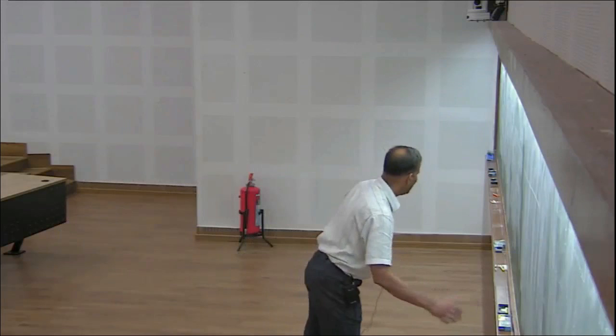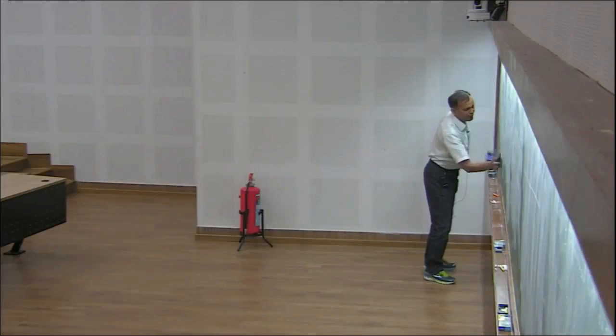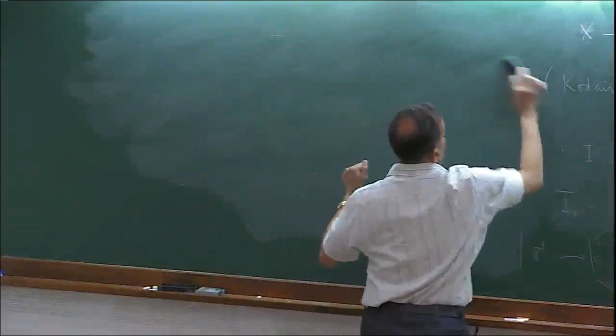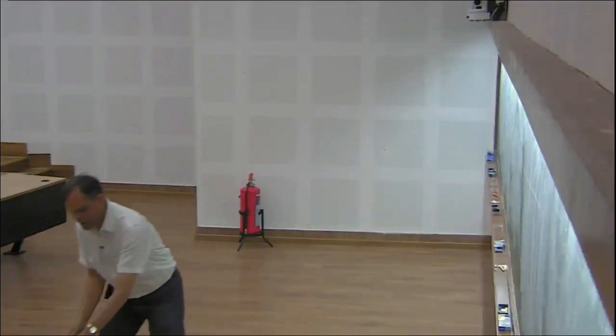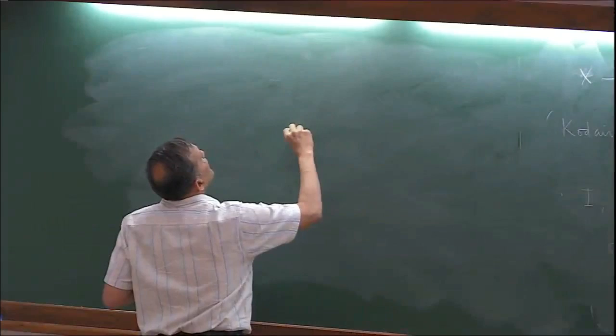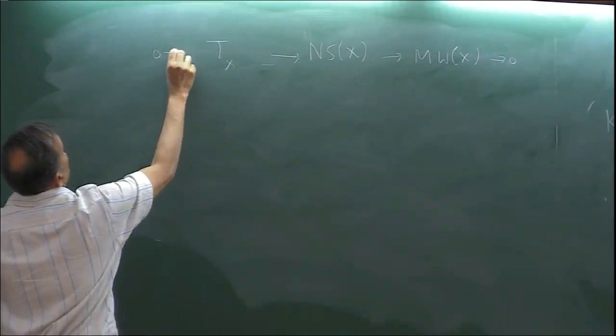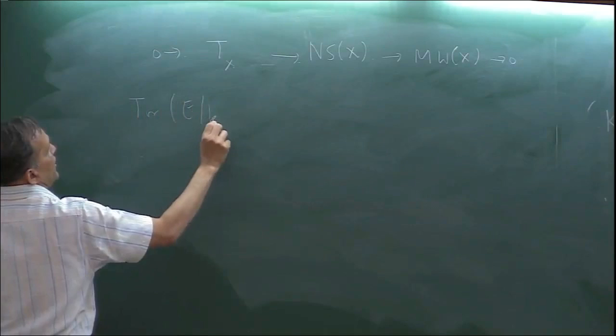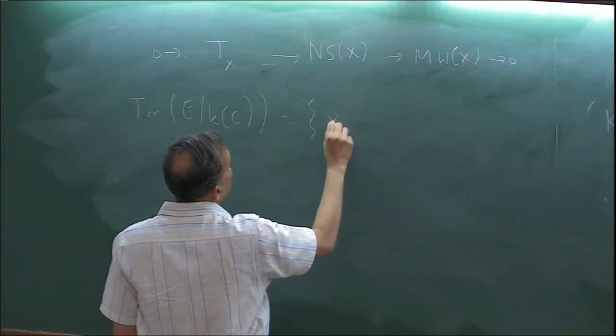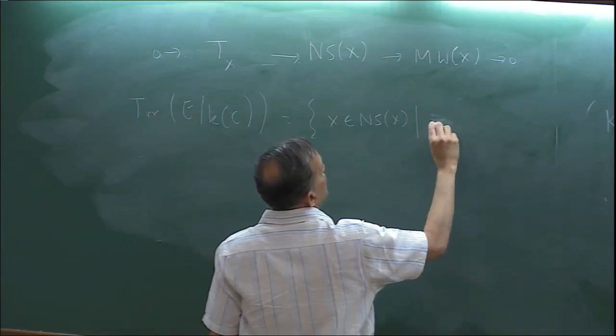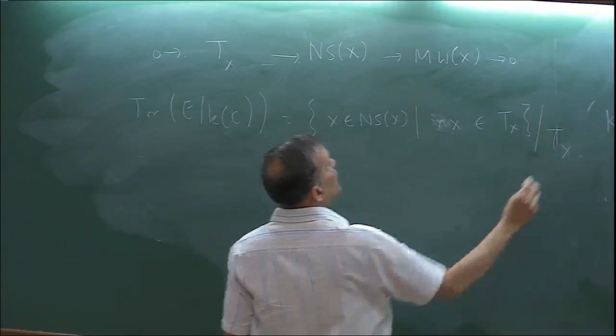So maybe I'll just state what are the main points in the proof. As I said, the Neron-Severi, I will not be very precise, I'll just give an idea. There is what is called the trivial cycles, Tx, and the quotient is a Mordell-Weil group. So the torsion of E over Kc is given by elements X in the Neron-Severi so that some n times X lands inside the trivial cycles modulo Tx. So you just take the torsion closure of that and go modulo Tx.